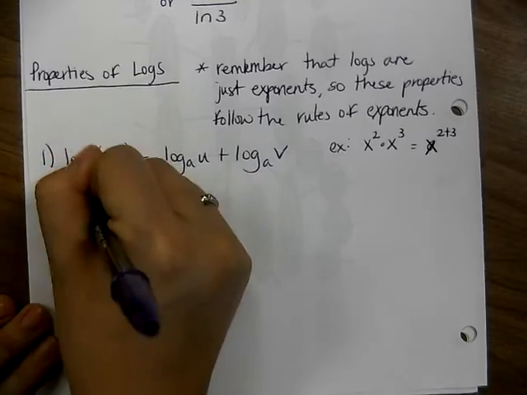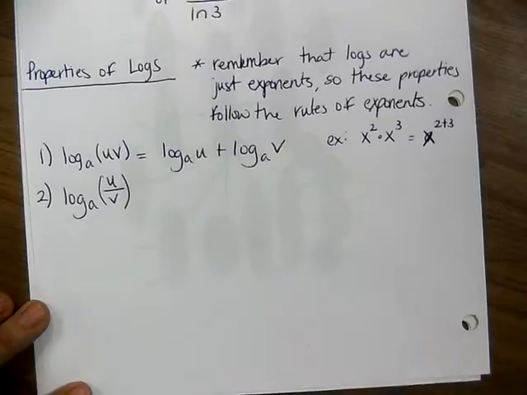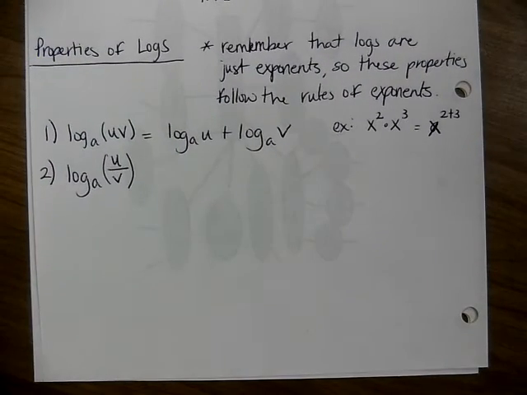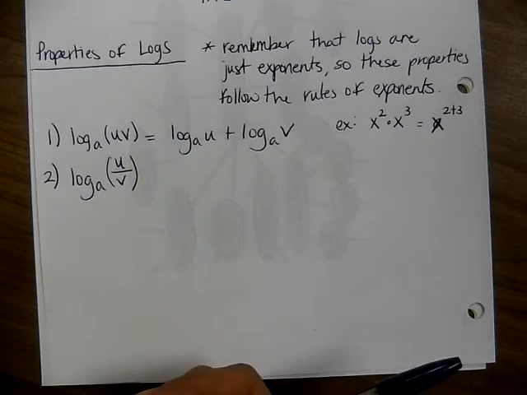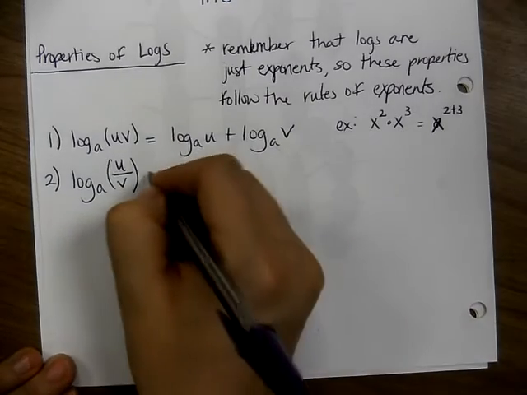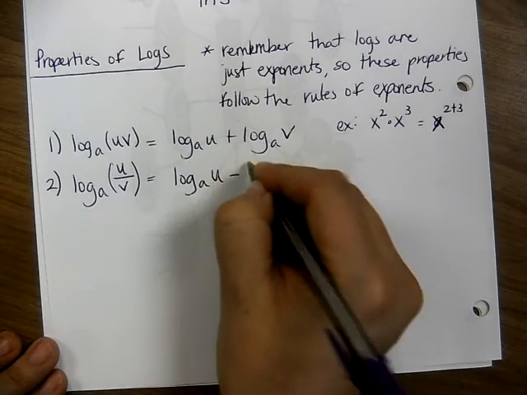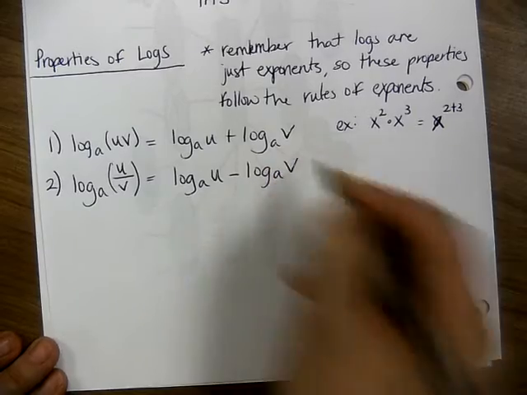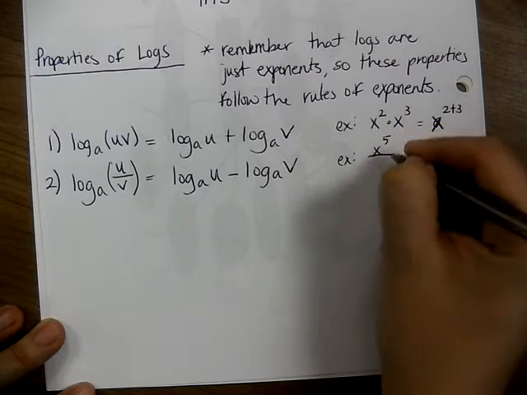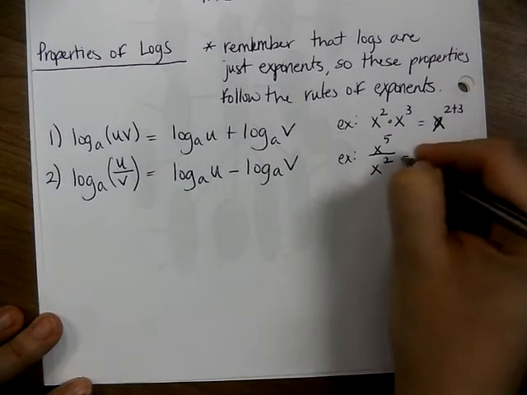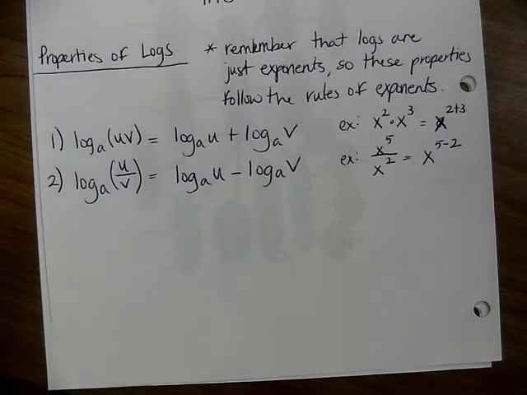So if you have log base A of u over v, okay, you normally don't put that in parentheses, but let's just look at it like that. What would happen here? Think about the rules of exponents. When you're dividing, what happens? You subtract. So it's going to be log base A of u minus log base A of v. And that's because if you had x to the 5th divided by x squared, then all you would do is x to the 5th minus 2. Okay, so division goes with subtraction.